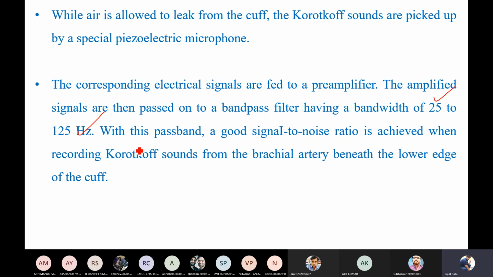Whatever signal is coming from the sensor, it may be the microphone signal or the pressure signal. Before the controller reads the signal and displays the pressure value on the display, something happens in between. It will amplify the signal and then pass it into the band pass filter, which will have a cutoff frequency of 25 to 125 Hz. The reason for this is that at this band the signal to noise ratio will be good. Whenever the signal to noise ratio is good, you get more signal and less noise in your output, right? That is the reason I have done this. So this is how your digital manometer is going to work.